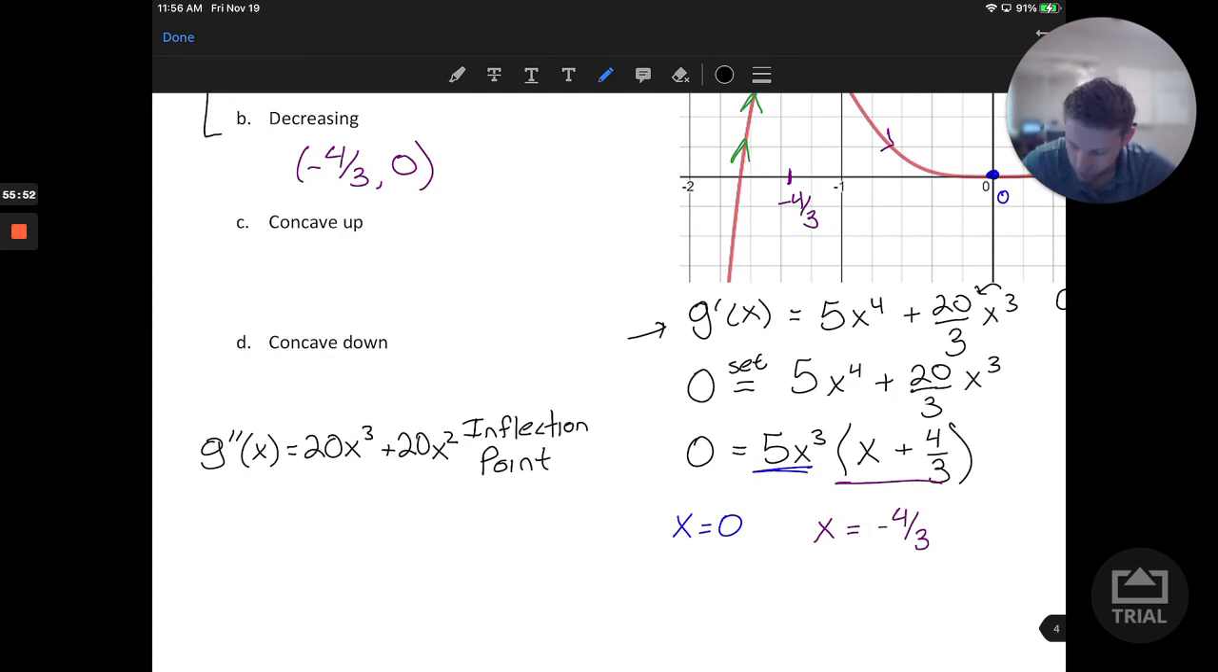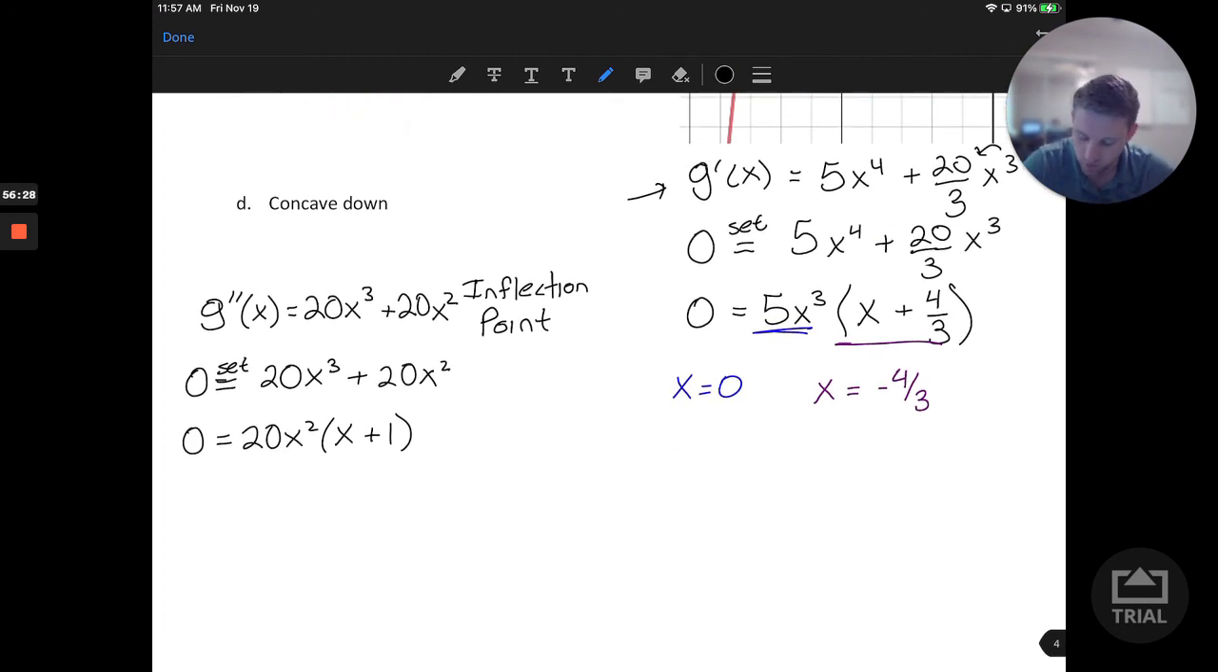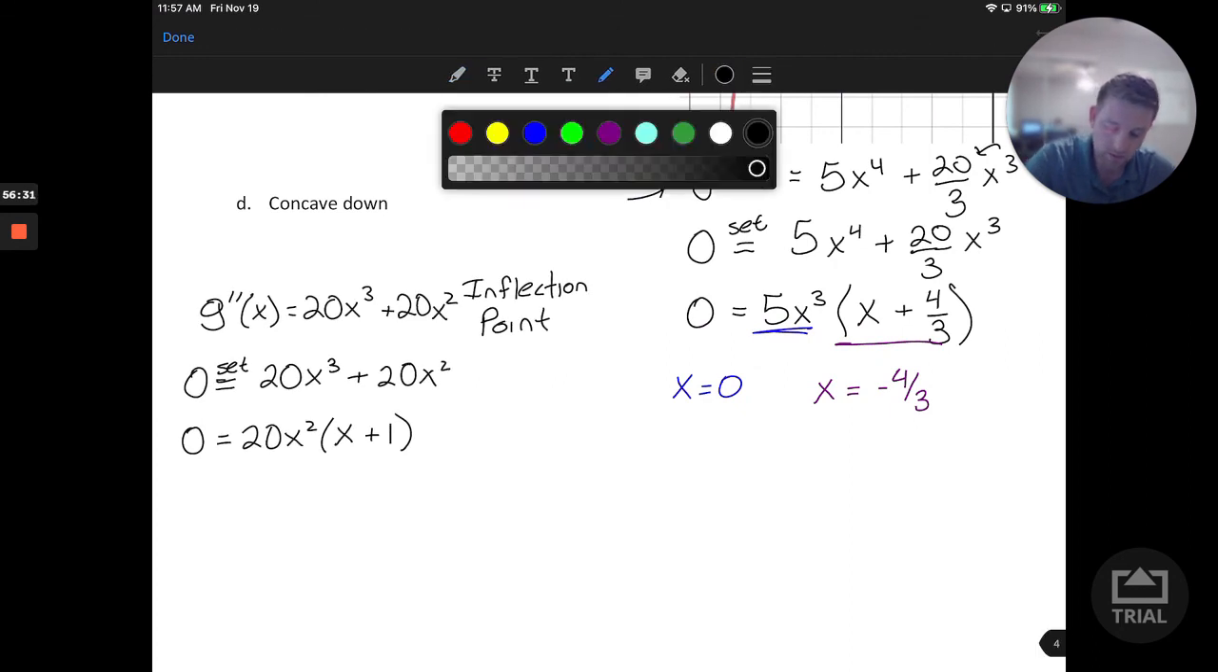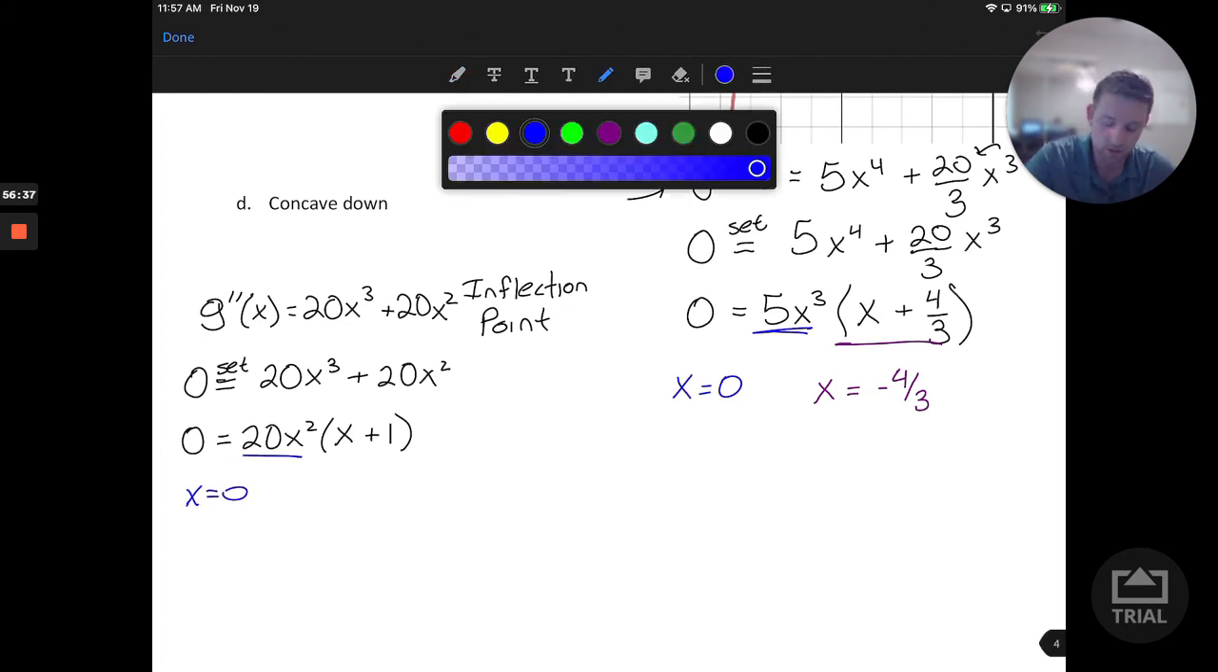Again, I want to go ahead and set this second derivative equal to 0, and solve for my possible inflection points. So if I set this equal to 0, looks like I can again factor. Here we'll factor out 20x squared and be left with x plus 1. So two possible inflection points that we could gather would be, first, x equals 0 as a possibility. And then secondly, x equals -1.